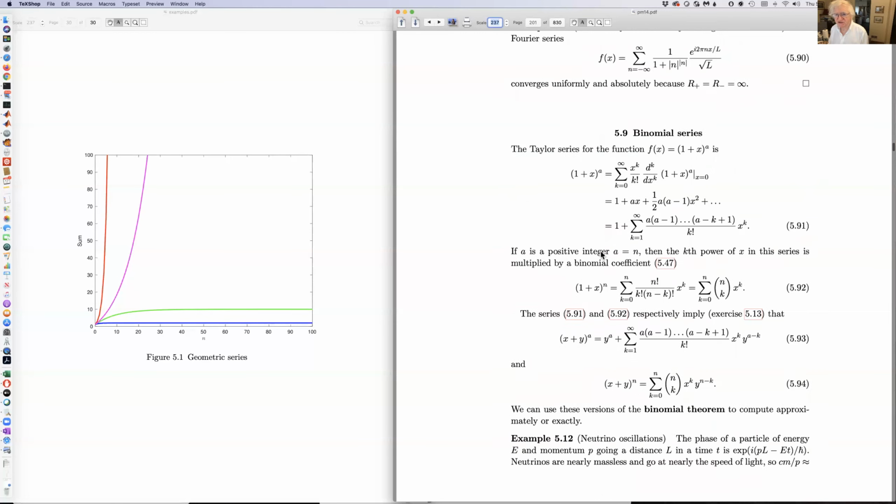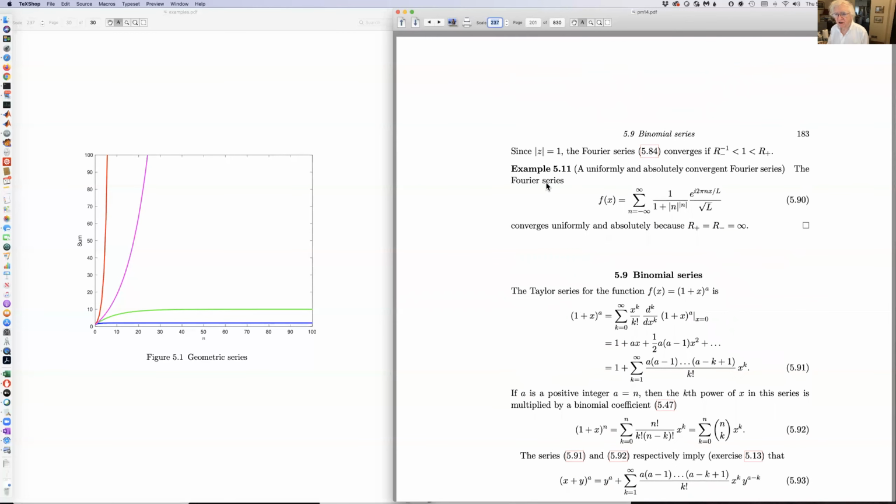Okay, somebody wants to see example 511. That's a weird one. You're talking about this 511, because I might have changed the numbers somehow. I might have stuck in an extra example.